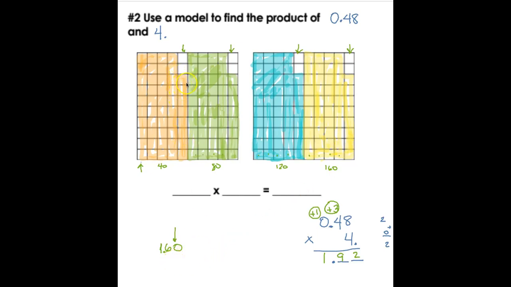And since these are hundredths, 32 hundredths, let's add them up and make sure we got it. 0 and 2 is 2. 6 and 3 is 9. Drop that decimal straight down. 1 has nothing to add to it. Look at that. 1 and 92 hundredths. So 48 hundredths multiplied by 4 gives us 1 and 92 hundredths.